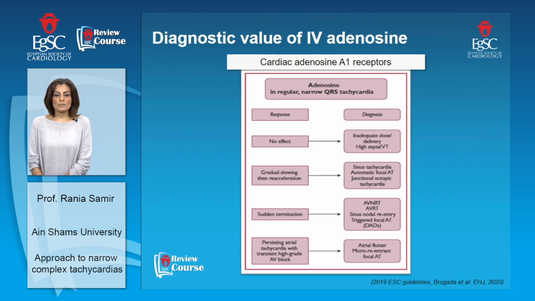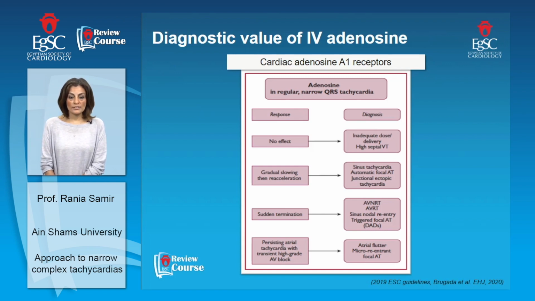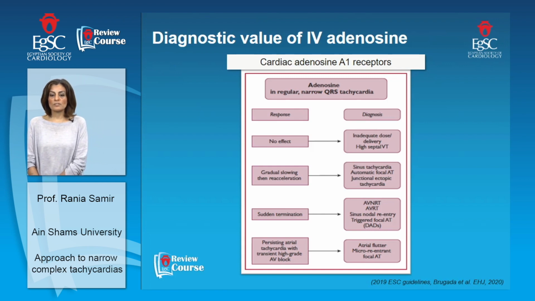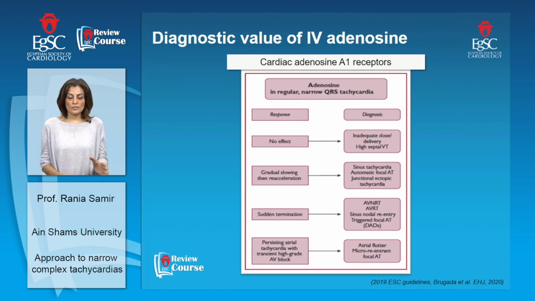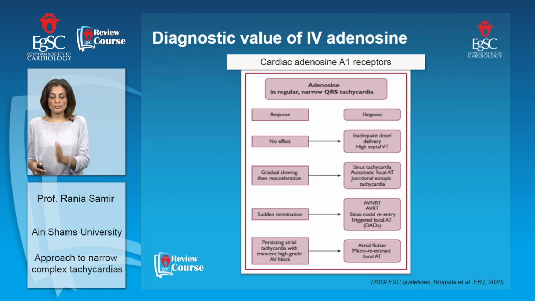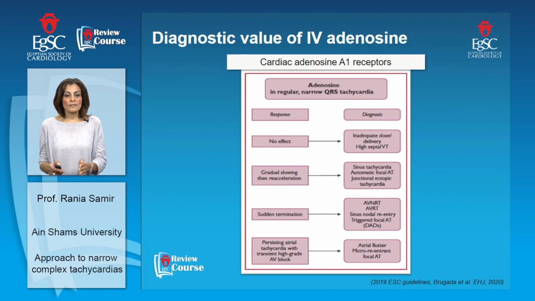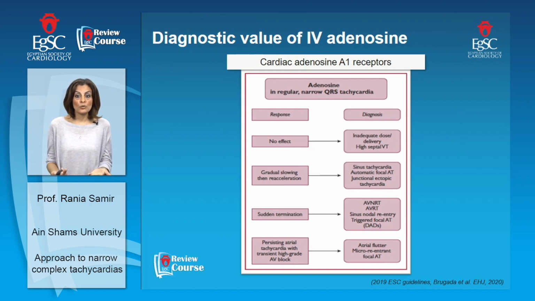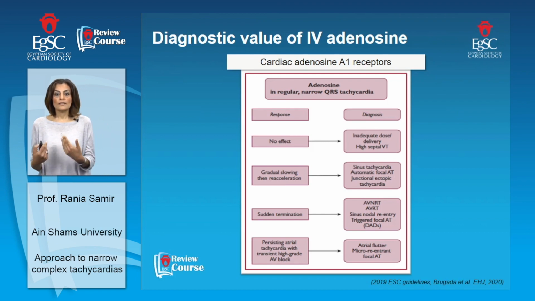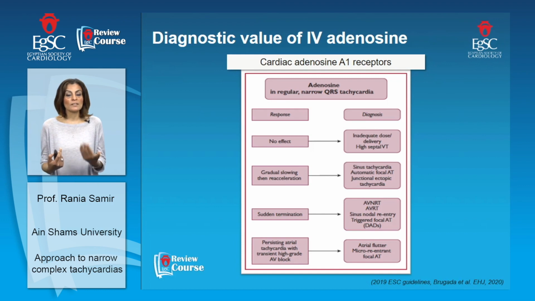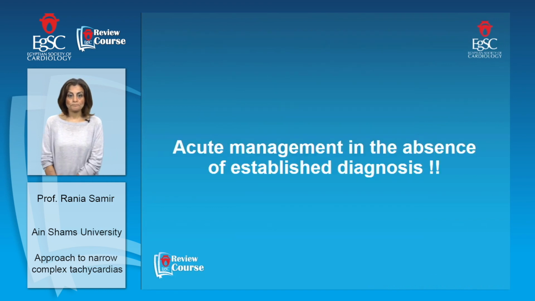But if there is persistence of atrial tachycardia, adenosine can cause a transient AV block that can elicit the P waves so you can see them and unmask the atrial arrhythmia. It can help you in diagnosing focal atrial tachycardia or atrial flutter.